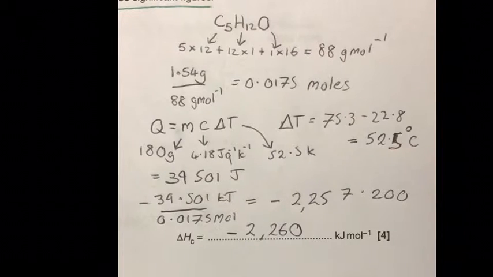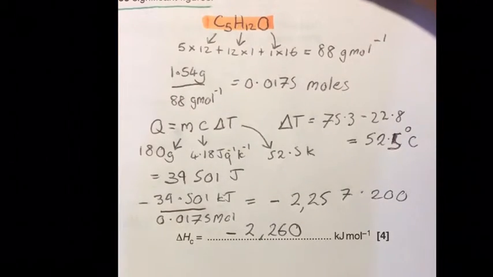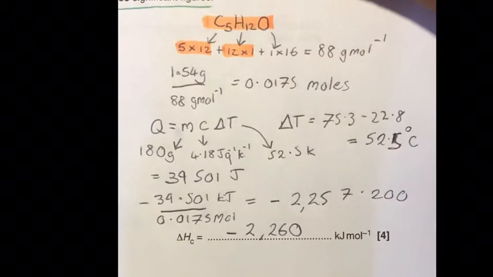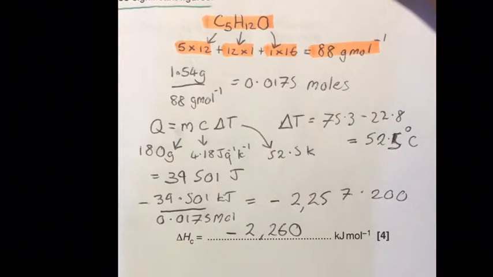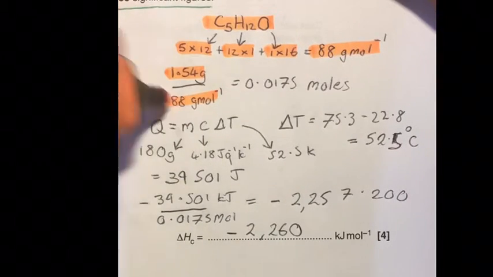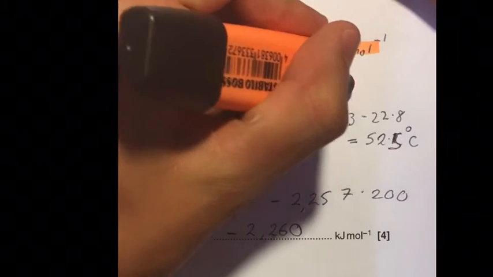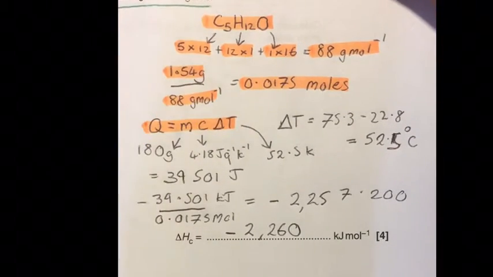So I'm now going to go through the working. Firstly, it wants you to calculate the amount of moles of alcohol that burn. So we're going to use the chemical formula given here. We've got 5 lots of carbon at 12 grams per mole, 12 lots of hydrogen at 1 gram per mole, and 1 lot of oxygen at 16 grams per mole. That makes 88 grams per mole total. 1.54 grams of the alcohol was burnt, so if we divide that by 88 grams per mole, that gives us 0.0175 moles burnt total.